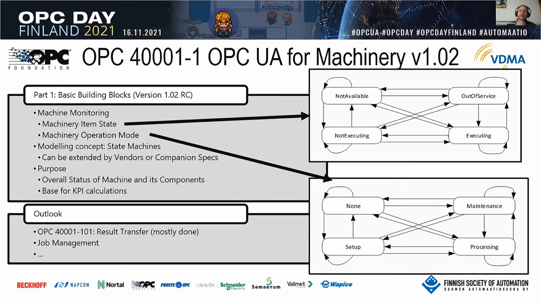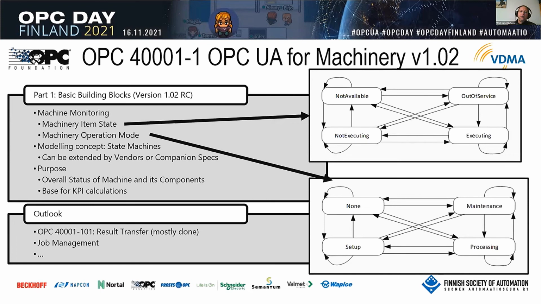The machine knows if it's executing or it's not. And then the operation mode is more something that typically comes from outside, where you're saying, I'm now in the setup phase and I do a dry run. The machinery item state is more coming from the machine itself, whereas the operation mode comes typically from a local HMI or wherever. And this is kind of the top-level information.